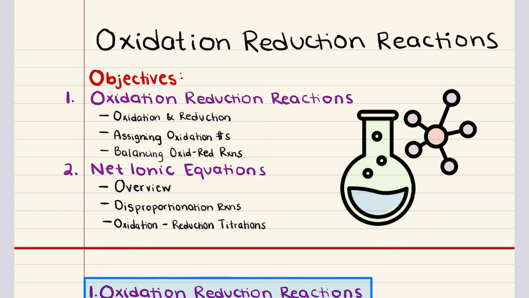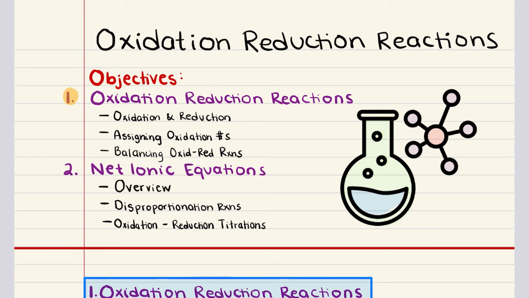Today we're going to be tackling Chapter 11 for our MCAT General Chemistry playlist. This chapter is titled Oxidation Reduction Reactions, and we're going to focus on two main objectives here. The first objective is titled Oxidation Reduction Reactions.